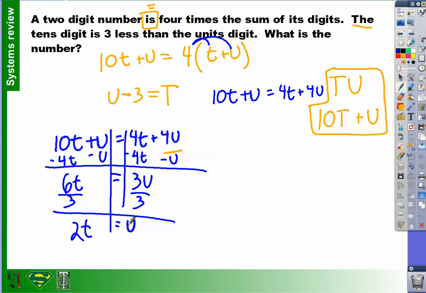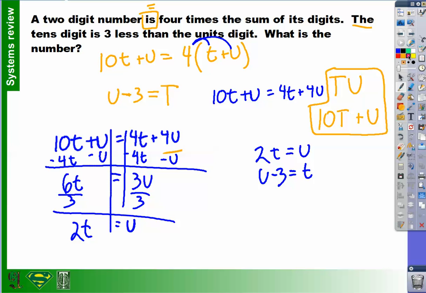So now I have two equations that are in simplest form. I have 2t is equal to u, and I also have u minus 3 is equal to t. What am I going to do to solve this problem? Again, we're looking for a two-digit number. So now what is my next step? And this should be the easy part. Let's substitute 2t for u. So instead of u, what am I going to write?